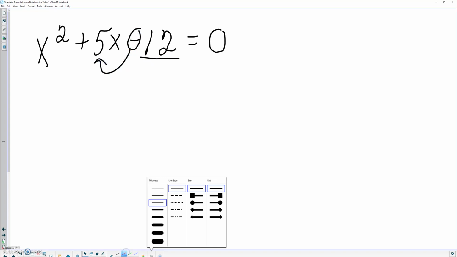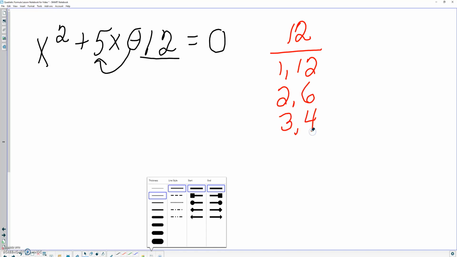We run into a problem here because if I look at the factors of 12, that's 1 and 12, 2 and 6, 3 and 4. None of these pairs subtract to 5. So here we have a trinomial that can't be factored. The quadratic formula can be used to solve a quadratic equation where factoring doesn't apply.